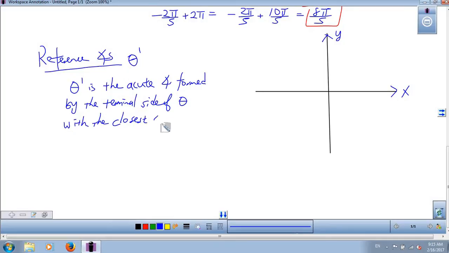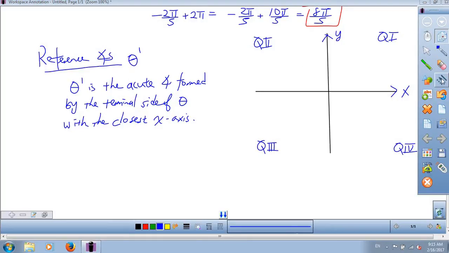Closest x-axis. So what it means is, if we have an angle in any quadrant, the quadrants are very important in this case, so let's review the quadrants. We have quadrant 1, quadrant 2, quadrant 3, and quadrant 4. Quadrant 1 is when x and y are both positive. Quadrant 2 is when x is negative and y is positive. Quadrant 3 is when both y and x are negative. And quadrant 4 is when x is positive but y is negative.